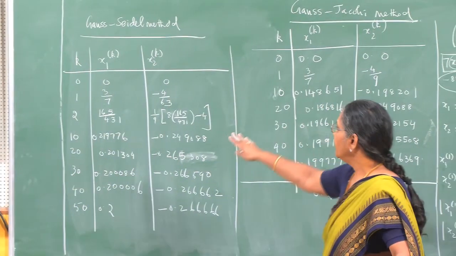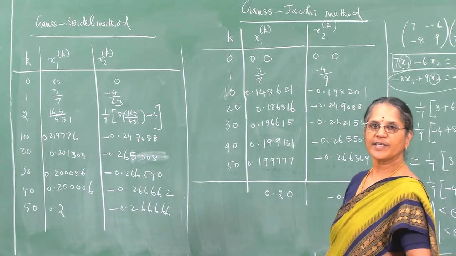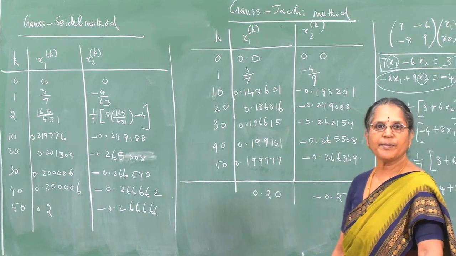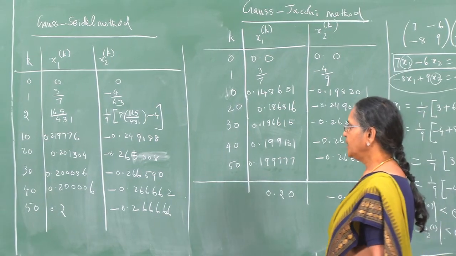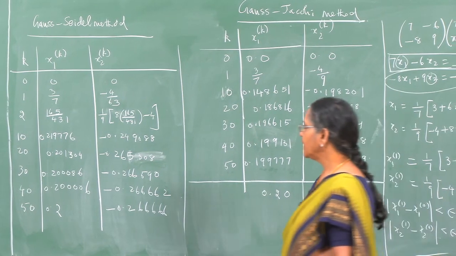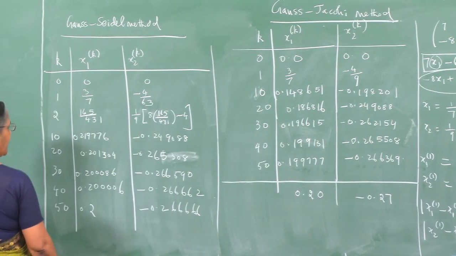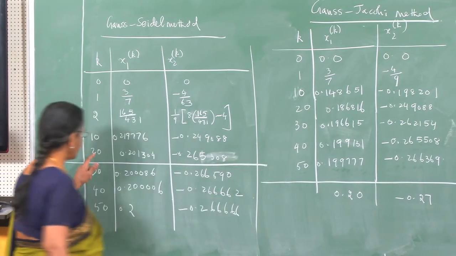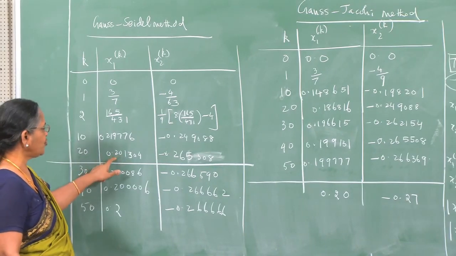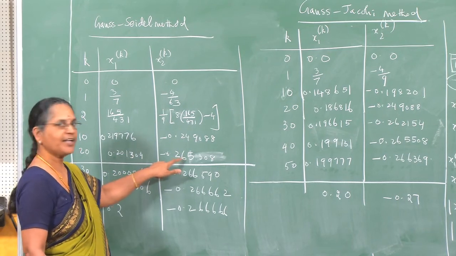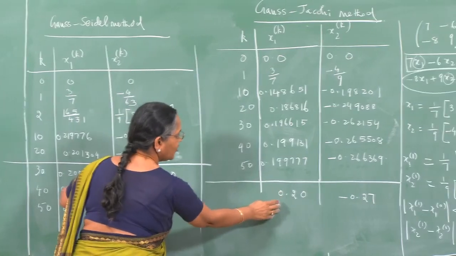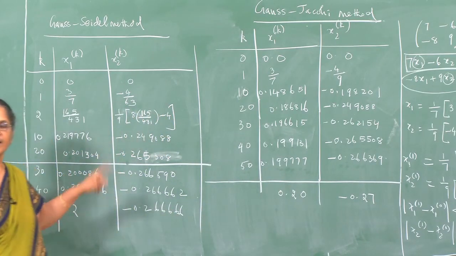So, let us now look at the table for the solutions that we have computed using the Gauss-Seidel method. We have performed 50 iterations, and if we require, say, 2 decimal place accuracy for our solution, we observe that this has already been obtained at the 20th iteration. So, correct to 2 decimal places, the solution is 0.20 for x1 and 0.27 for x2, whereas using the Gauss-Jacobi method we could achieve that accuracy only at the end of 50 iterations.